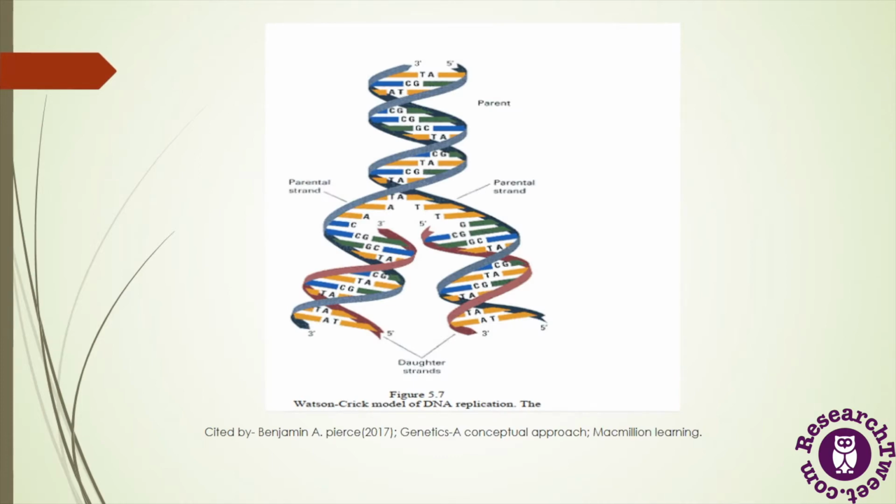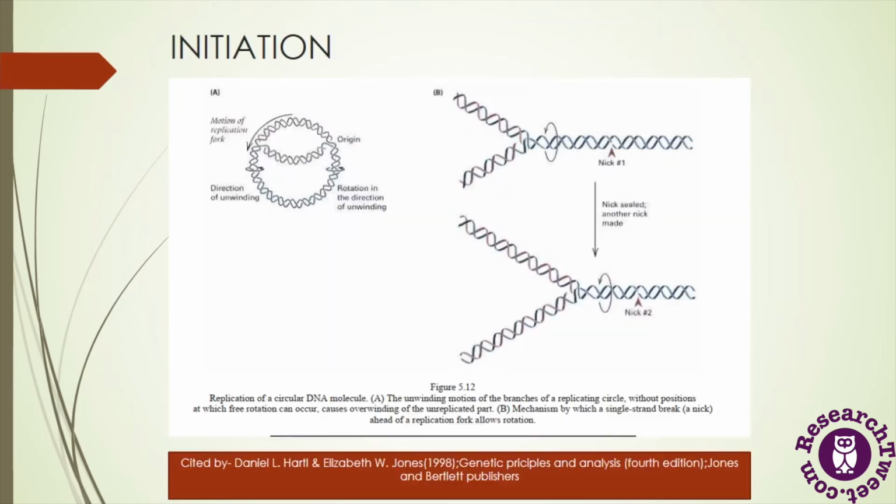Here in this diagram we can see the model of DNA replication proposed by Watson and Crick. In this model, we can see the double-stranded DNA molecule having base pairs and separation of strands. These separated strands are called parental strands, and on the other side, new strands are forming and making bonds with base pairs of the parental strands. These new strands are called daughter strands. Now the replication starts with the formation of replication fork.